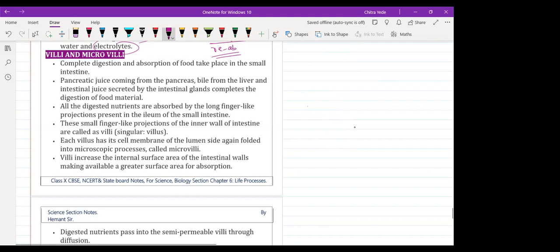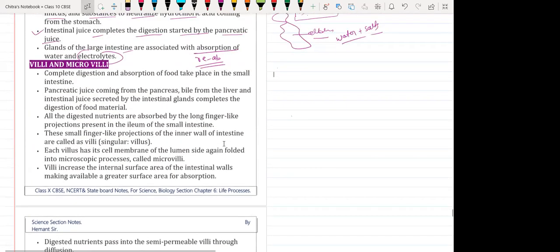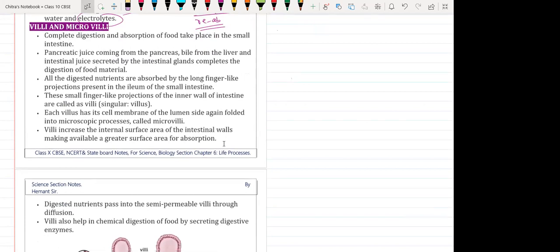Now we have villi and microvilli. See, villi are nothing but finger-like projections, and they used to absorb different types of nutrition from the digested food. So the complete digestion and absorption of the food takes place in the small intestine only. Pancreatic juice coming from the pancreas, bile juice coming from the liver, and the liver is the largest gland of our body, and intestinal juice secreted by the intestine complete the digestion of the food material.